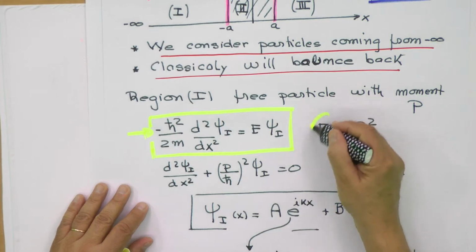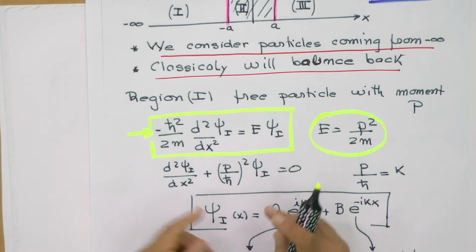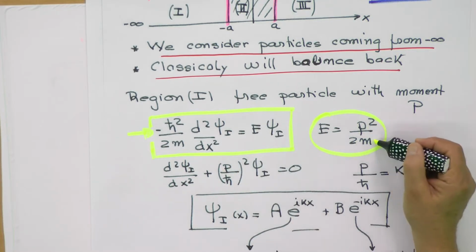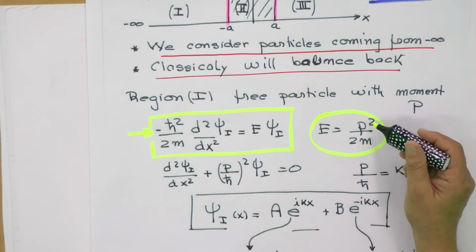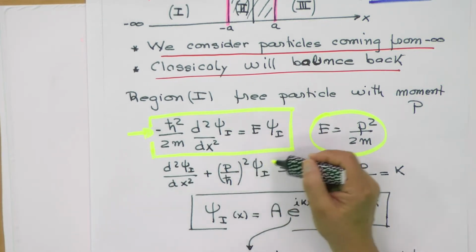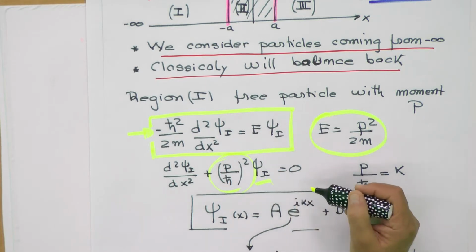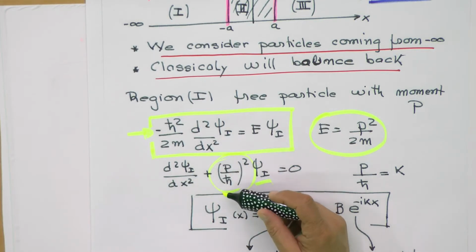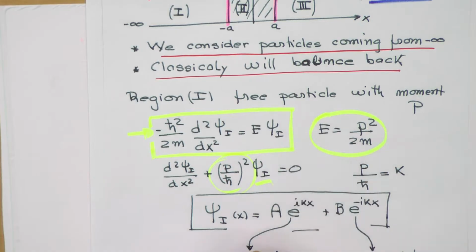And we know the energy is the momentum squared divided by 2m. I can rearrange this, putting the energy as p squared divided by 2m. The 2m cancel. P divided by h bar squared is the term in front of this psi. So the second derivative of psi in this region plus p divided by h bar squared times psi equals 0.